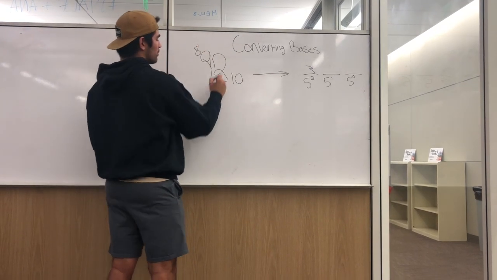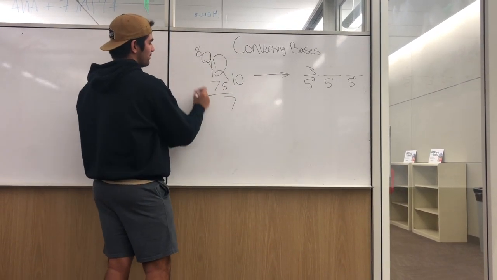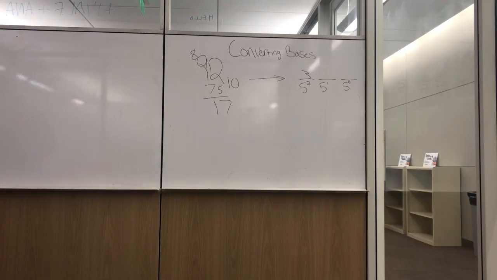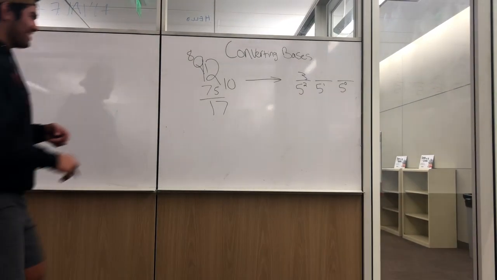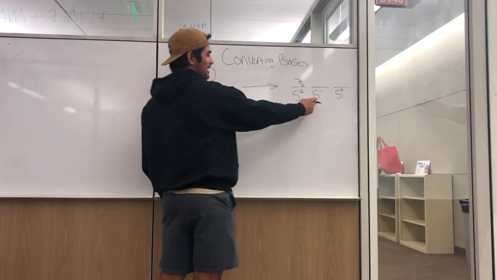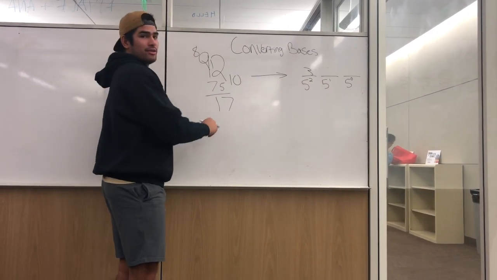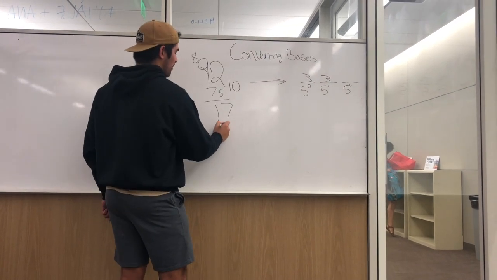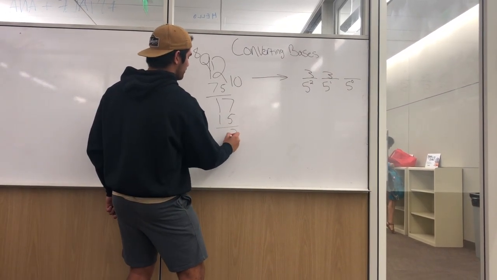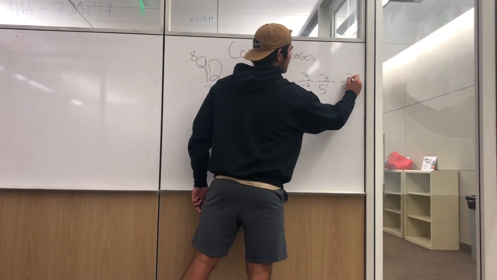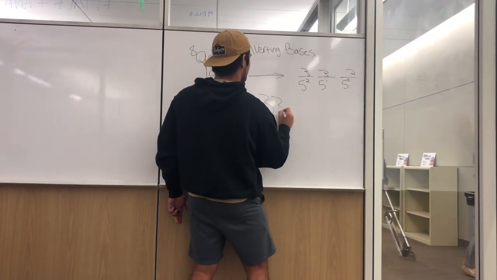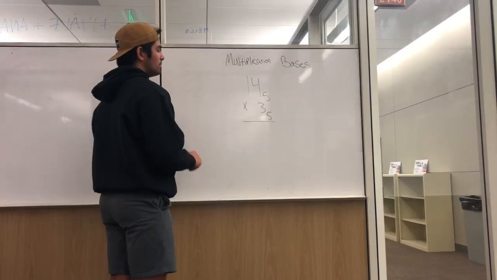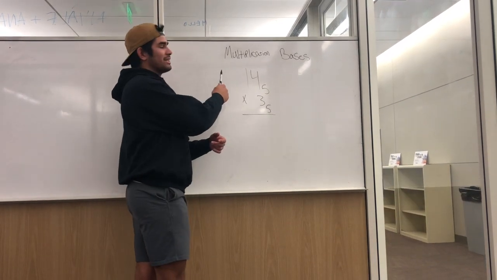Gotta borrow. 12 minus 5 is 7. 8 minus 7 is 1. And now we'll look at how many 5's go into 17. That would be 3 because it's 15. And then we are left with 2. So we have 2 singles. So the answer is 3, 3, 2, base 5. That's it.